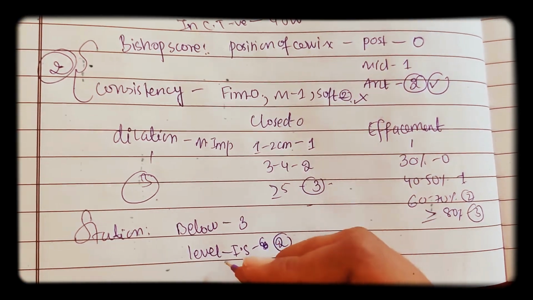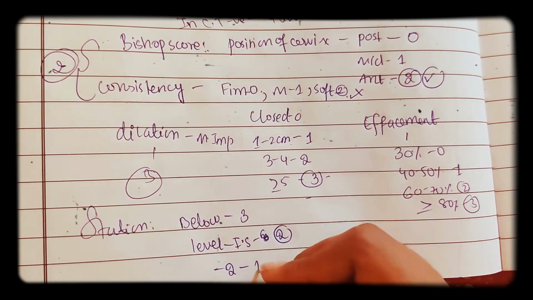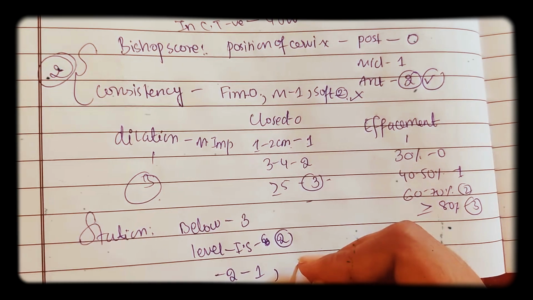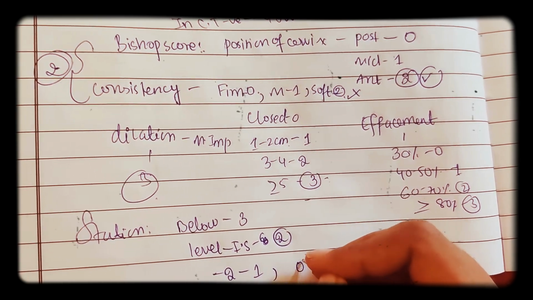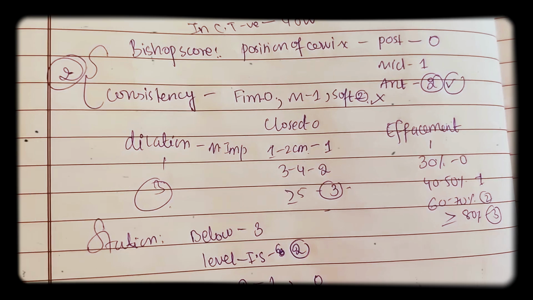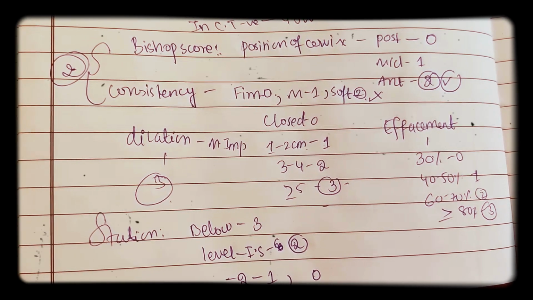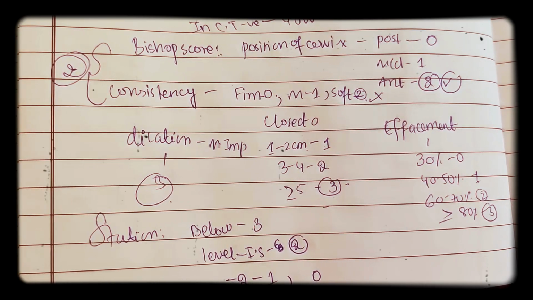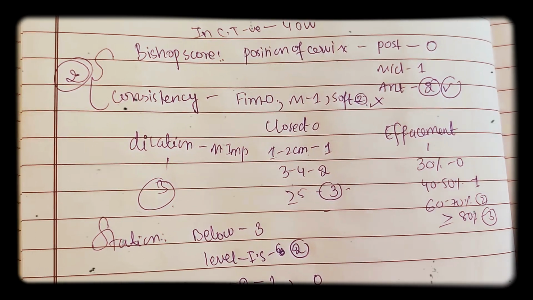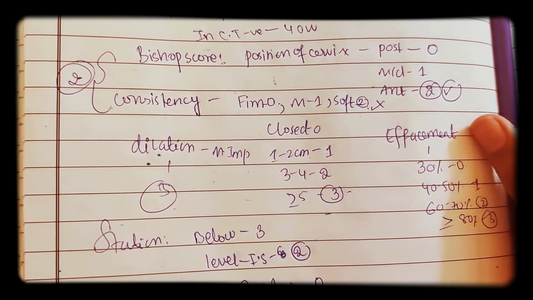Okay, if the head is at -2 station, the score is 1. If the head is above that, then the score is 0. So what you need to see is, if it is below the level of ischial spine, engagement has occurred. Below the level of ischial spine means it's positive, right? So all positives, you will get the score of 3.